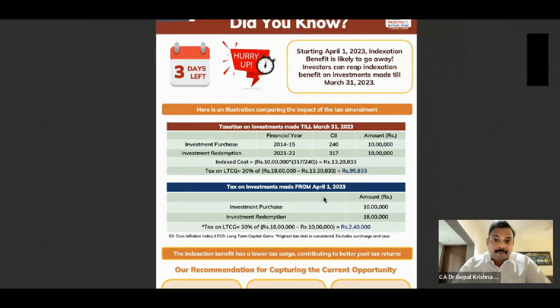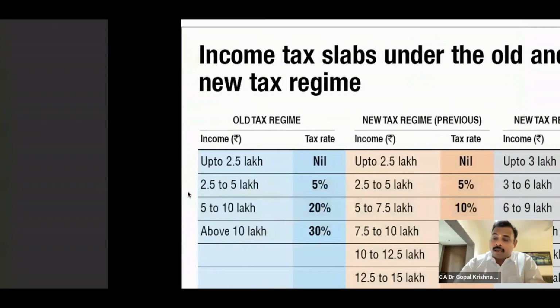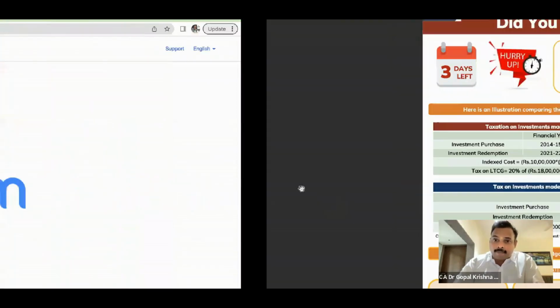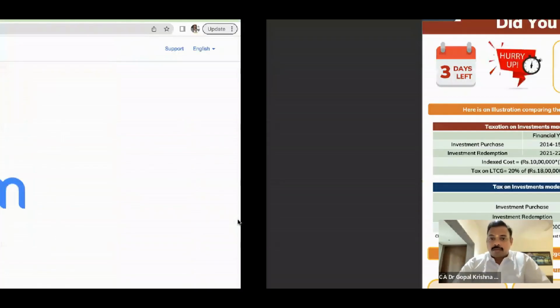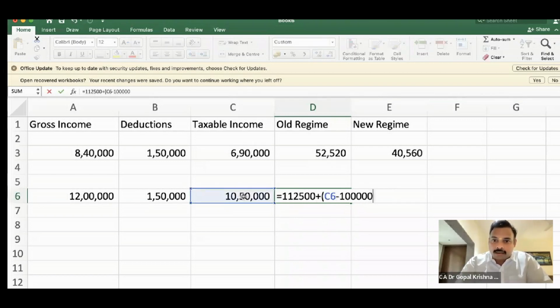So this is actually 10 lakh and 50. Now up to 10 lakhs, let me find out. This is actually 12,500 up to 5 lakhs, and then 20% on the next 5 lakhs is 1 lakh. So 1 lakh 12,500 plus, on the increment of 50,000, I will apply 30%. So it is 1 lakh 12,500 plus this minus 10 lakhs. On that, I'll apply 30%.